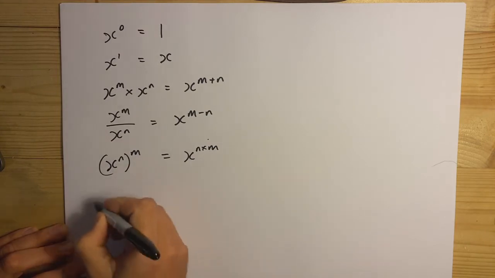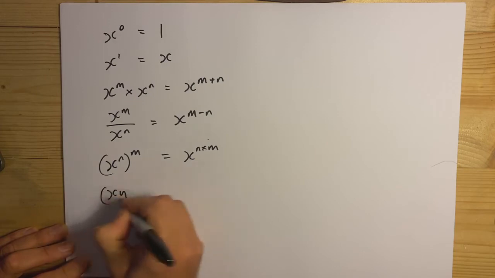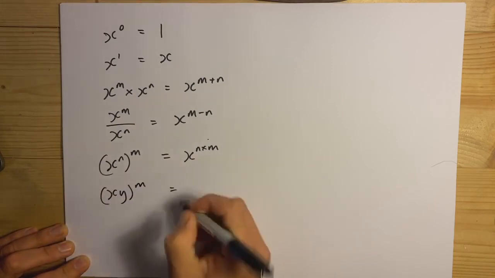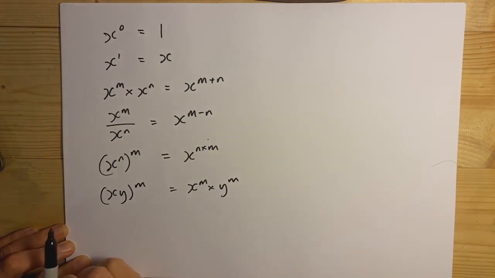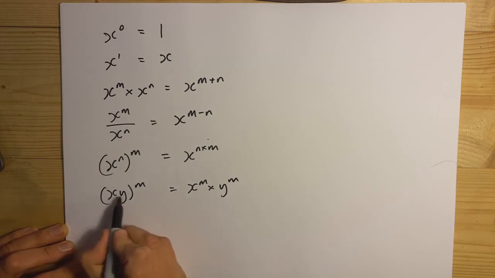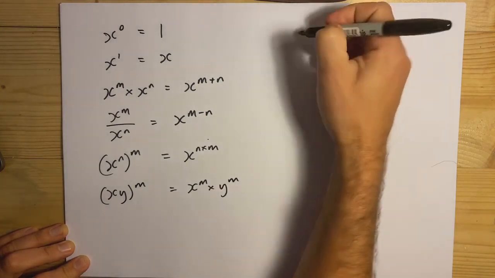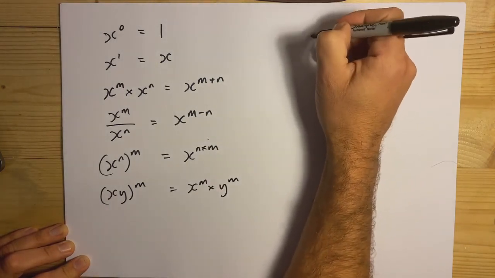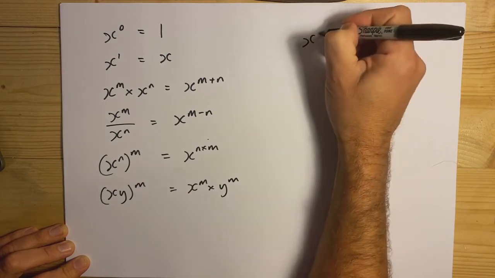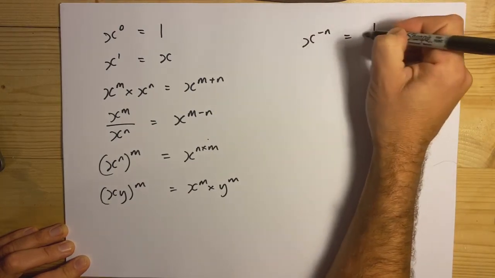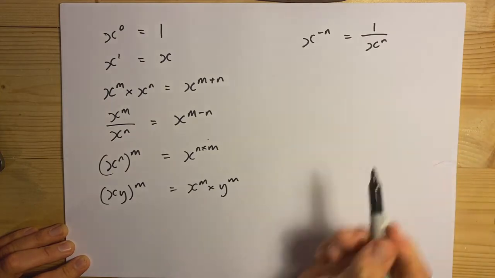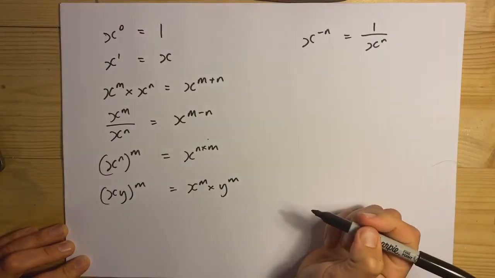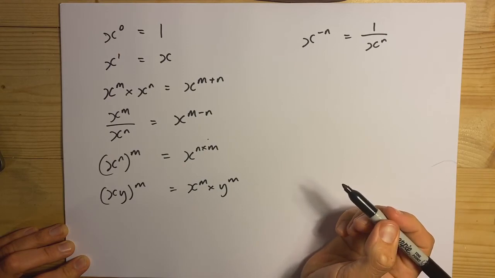Okay. Now what if we have something like this? xy to the power m. That would be x to the power m times y to the power m. Okay, so this gets applied to both things which are in the brackets. We also had anything to a negative number. So let's have x to the minus n. That's the same as 1 over x to the n. So x to the minus 1 is the same as 1 over x. X to the minus 2 is the same as 1 over x squared, etc., etc.